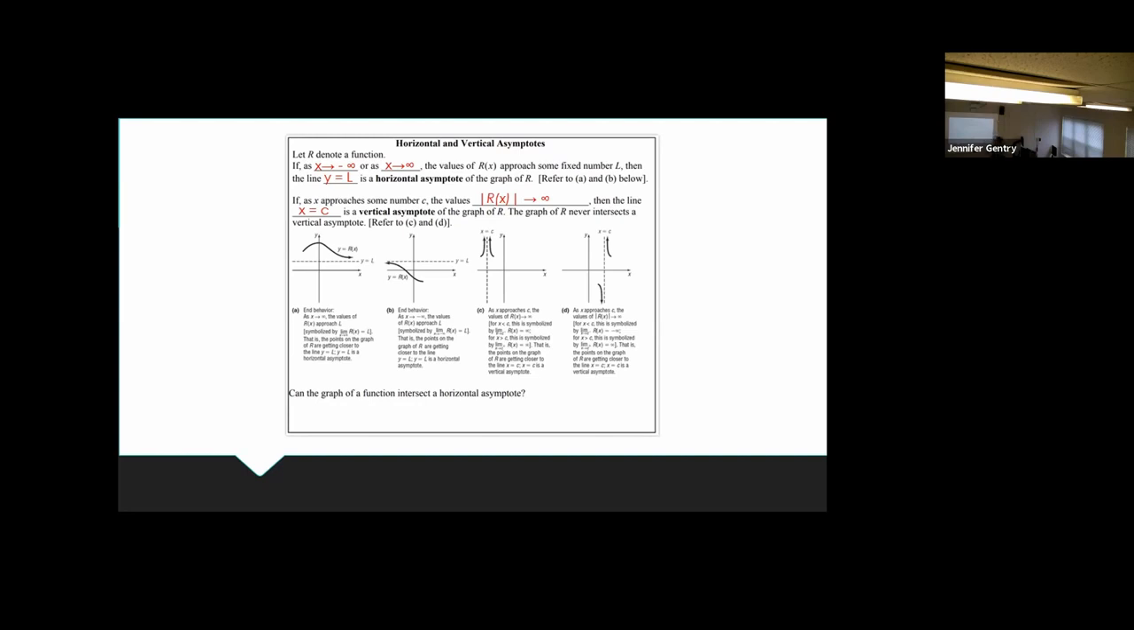Yeah? Can the graph of a function intersect a horizontal asymptote? No. Okay? You cannot intersect, you can't cross over, you can't ever be equal to. Okay? It means we are getting super duper close and we're never going to be equal to it. Okay? You guys good with this box?